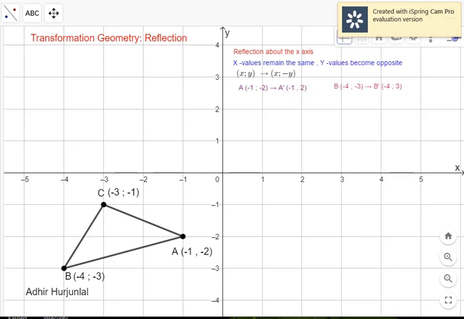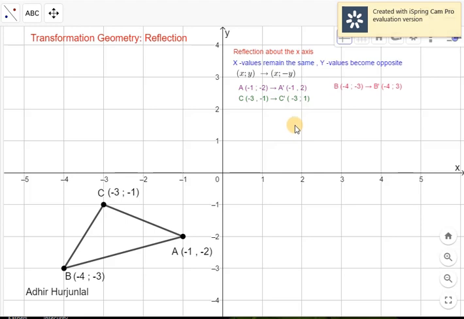Let's look at B. B originally was given as (-4, -3). And yes, it is the y value that changes to the opposite sign. And you can see the y value has changed. All x values will remain the same. The last point is point C, which is (-3, -1). Again, the x values remain the same, while the y value changes its sign. My apologies. See how easy it is to get confused with this. But take your time and you should have no problems.